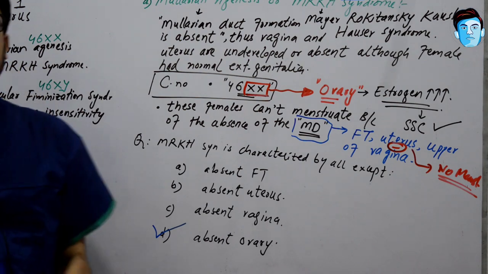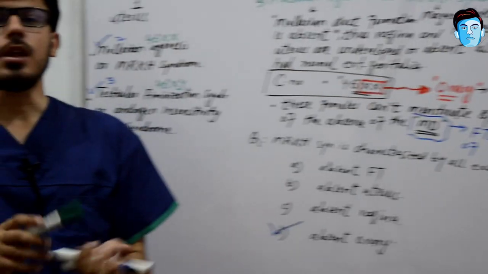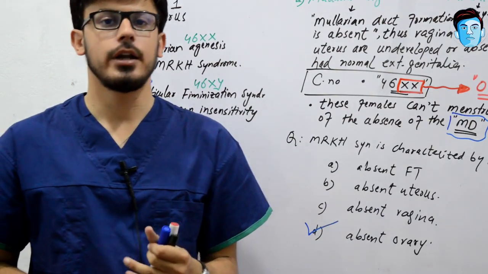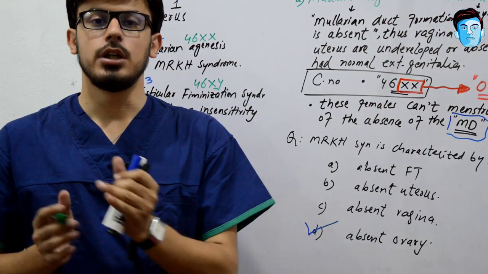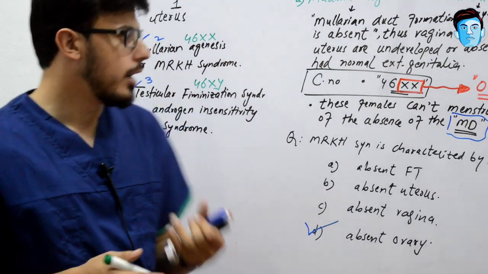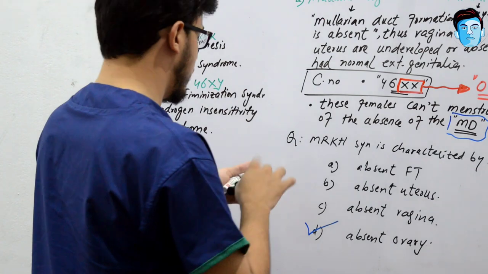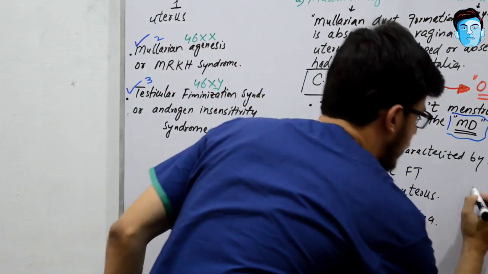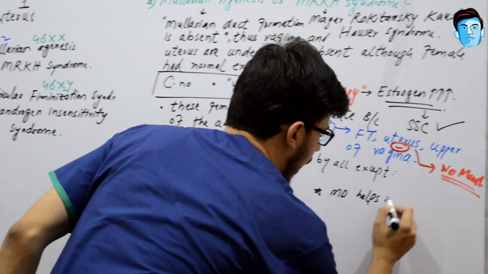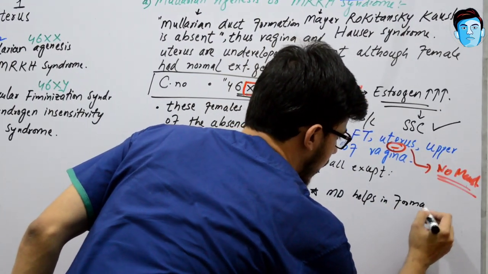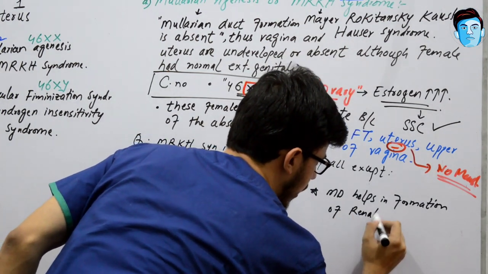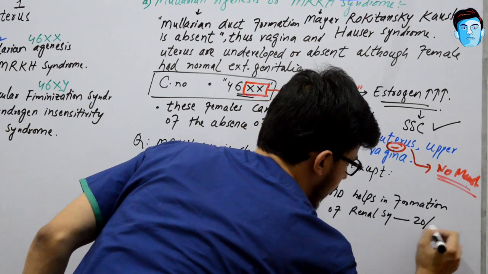Now there is another important question. In MRKH syndrome, in 20% of cases it is documented that it is associated with the renal system. It means in 20% of cases, Mullerian agenesis is associated with renal system abnormalities.